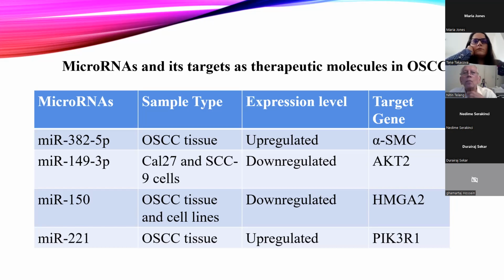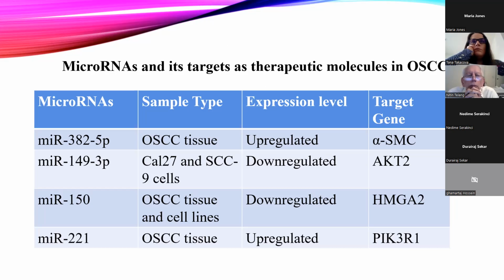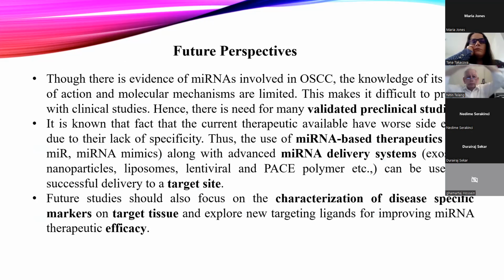Until now, scientists are struggling to establish whether these microRNAs are really involved in the cellular pathways and whether we can really use them as therapeutic or diagnostic molecules. For example, microRNA 221, which is present in the OSCC tissue, is always upregulated, and the target gene is PI3K. So these are some of the microRNAs involved in OSCC that we see.